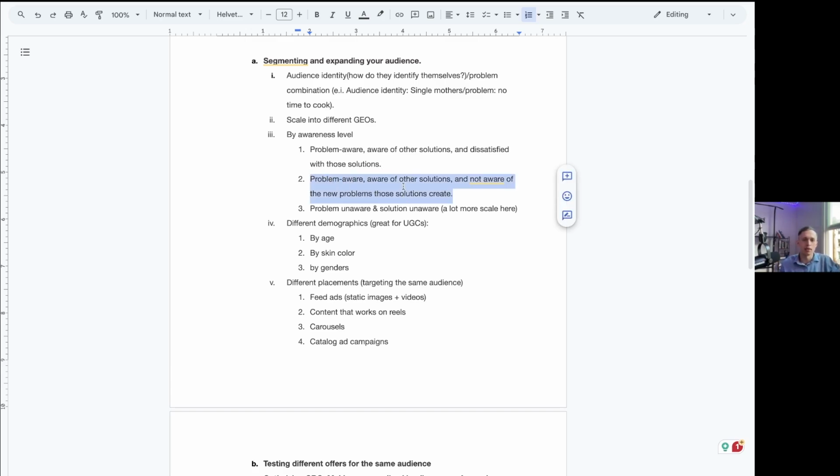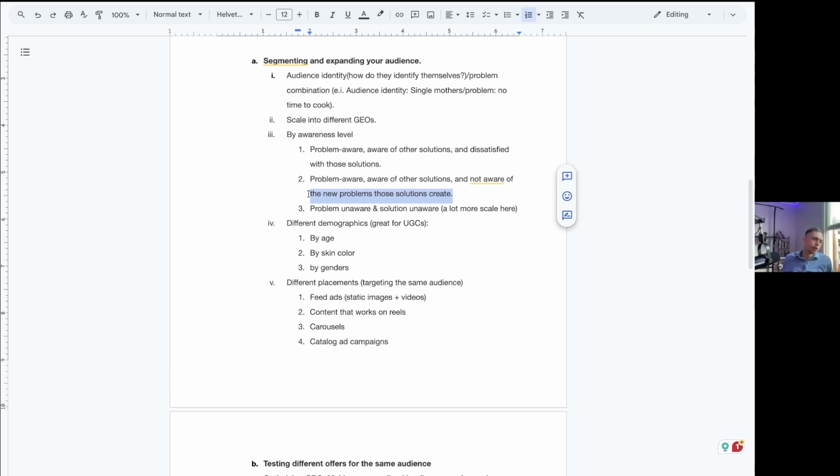So here it's the same toothbrush, but they haven't traveled yet, and you tell them, hey, by the way, toothbrushes are great, but once you're gonna travel, it's not gonna work because of this and this and this. So you bring them into the future, and you make them buy your toothbrush because it solves all this. They're not aware of all those new problems those solutions create. And actually, all of the solutions create new problems, whether you want it or not. Maybe not all, but a lot.